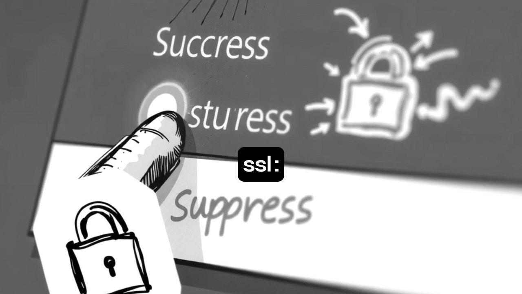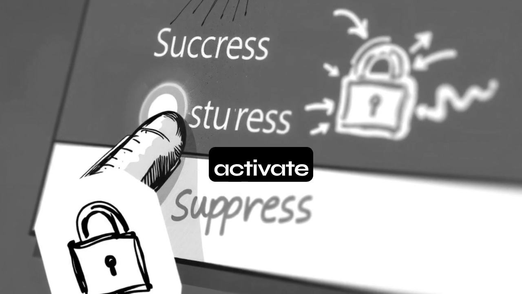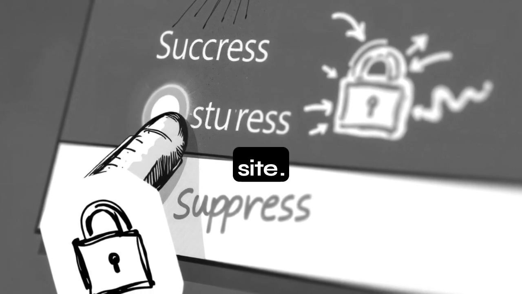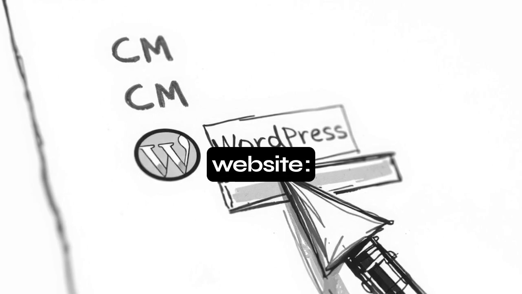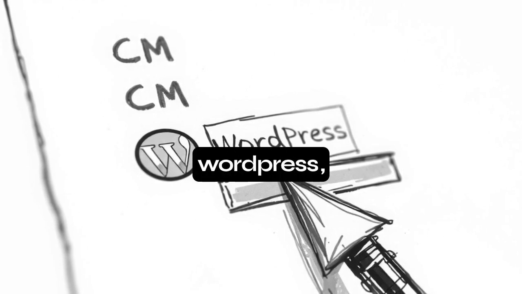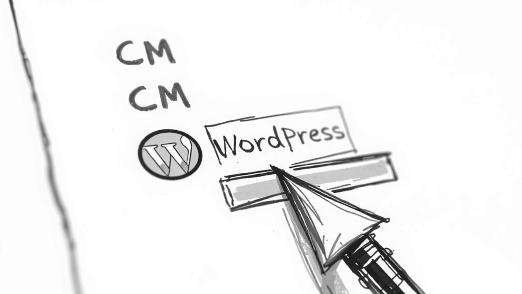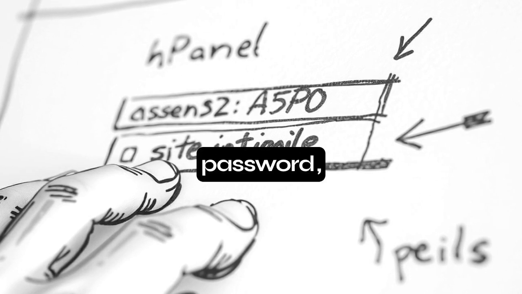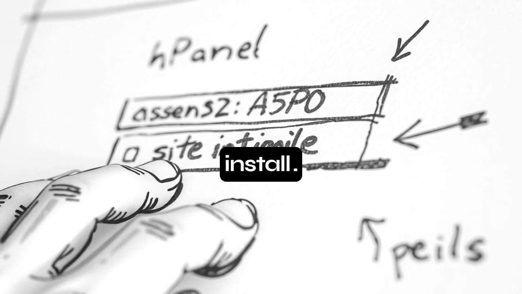Enable SSL. Open SSL section and activate free HTTPS for your site. Install a website. Choose Auto Installer, pick WordPress, and start installation. Set admin username, strong password, and site title, then install.